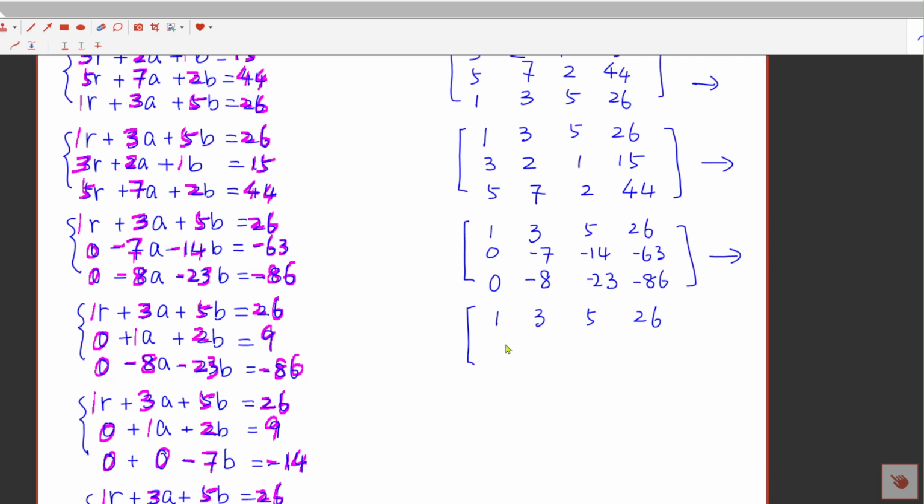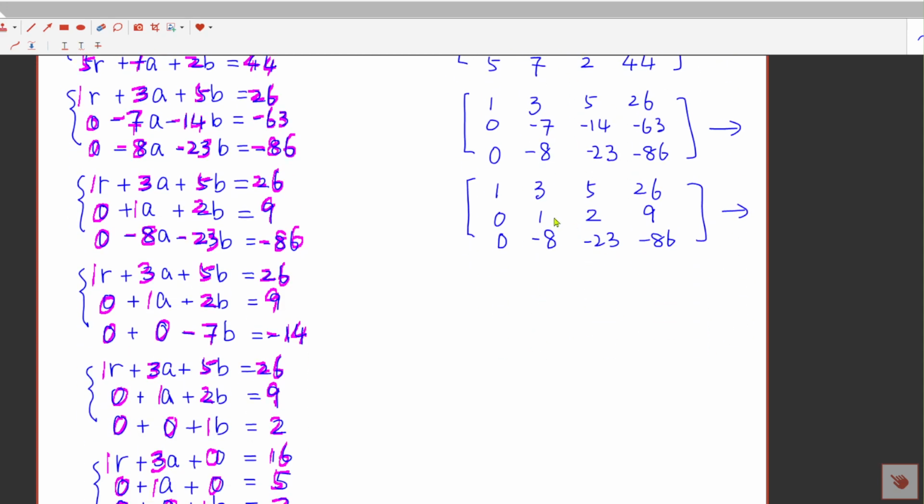Then the second row can be simplified to 0, 1, 2, and 9. And third row does not change as well, right? Okay, then remember we can multiply the second row and add it to the third row. Then, of course, the first row does not change. Second row does not change. The third row becomes 0, 0, -7, and -14, right?